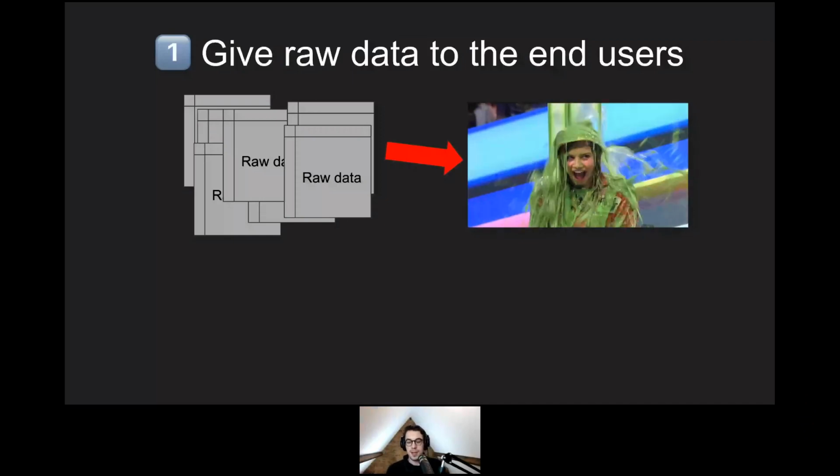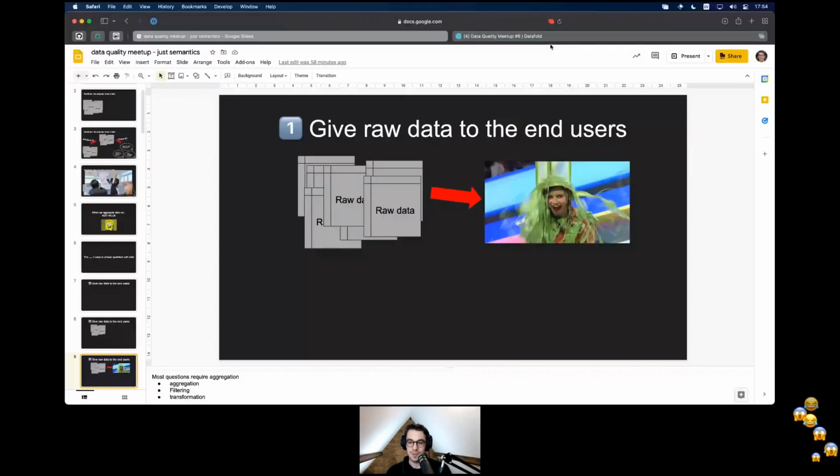I'm seeing a lot of messages and I'm wondering, is the mic okay? No, fine. I was wondering if my mic was down or something.